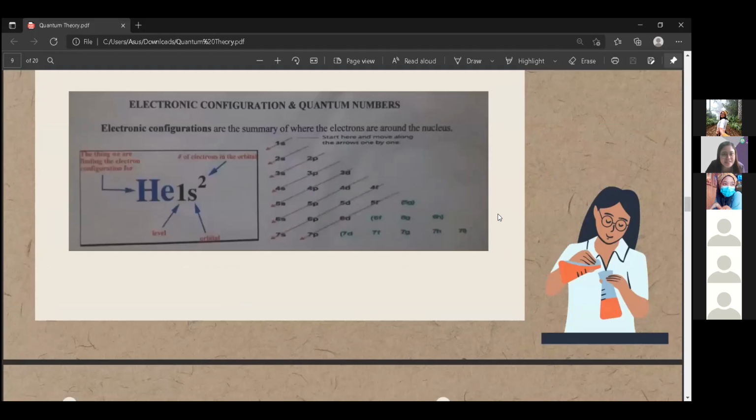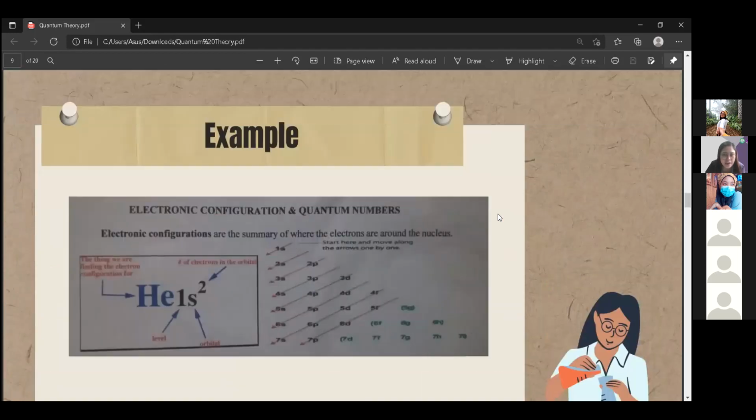So this is now our electron configuration format. All you need to do is to arrange them one by one. We have the subshell classes S, P, D, and F. Apat lang sila: S, P, D, and F. But as you know, we have 7 periods in the periodic table.